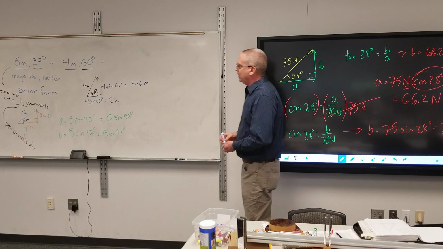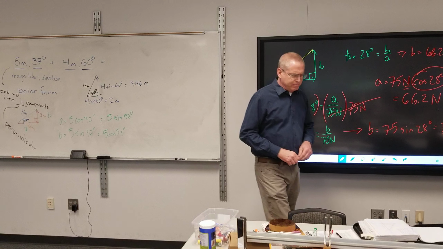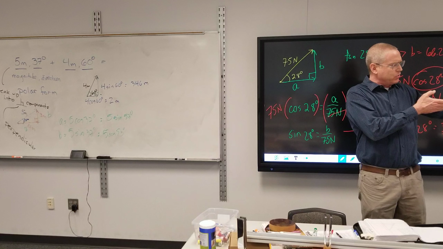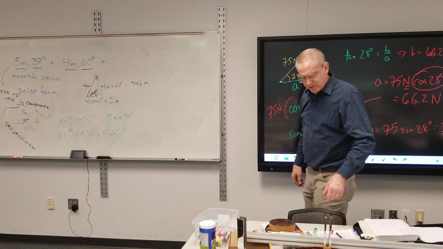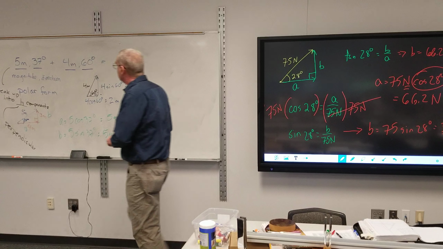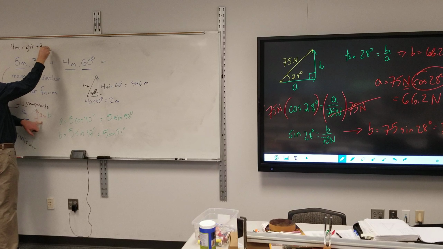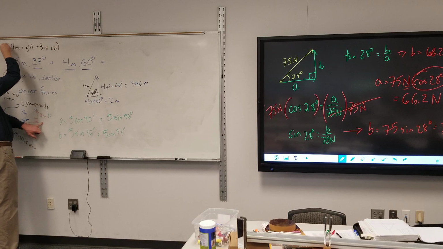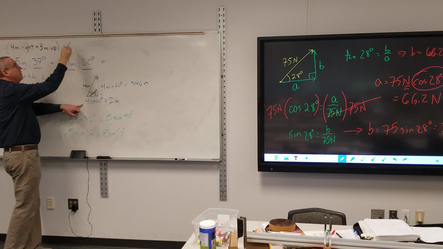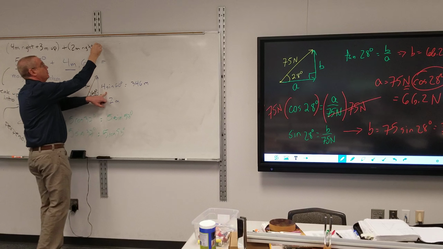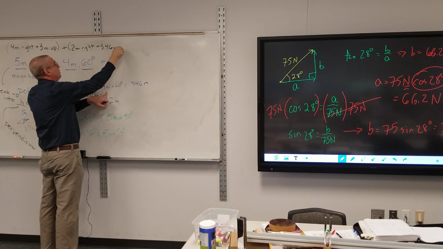So I've broken it up into perpendicular components. It's easy enough to add things that go in the same direction or opposite directions, and here we have things in the same direction. So this first one is 4 meters to the right and 3 meters up. That's the first one. And the second one is 2 meters to the right and 3.46 meters up.